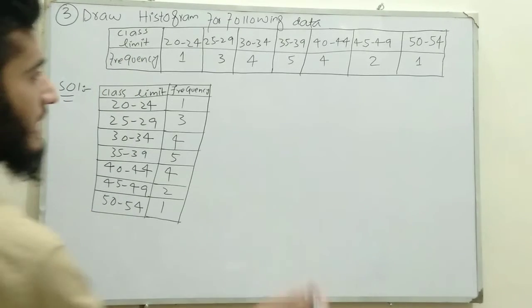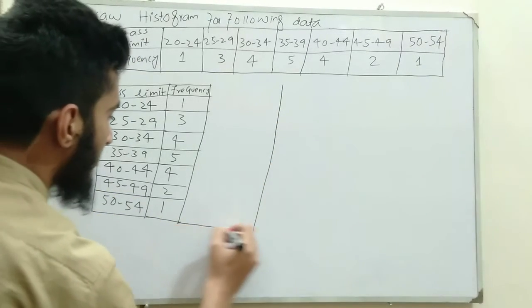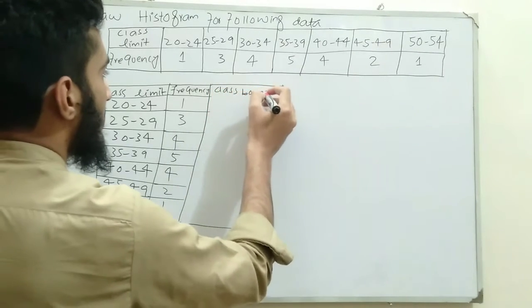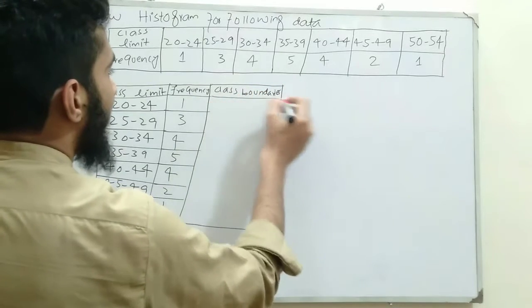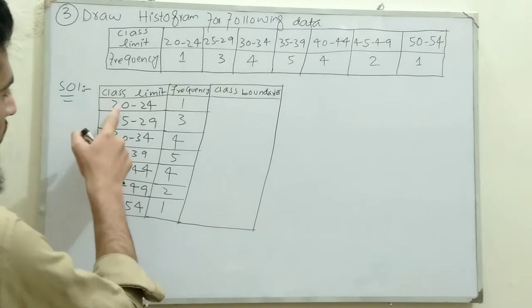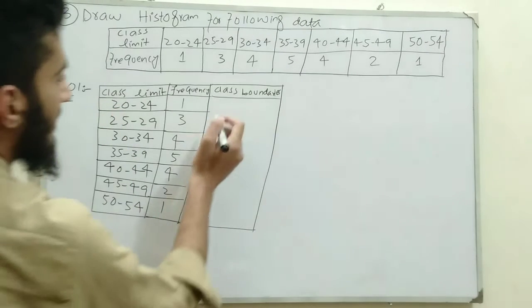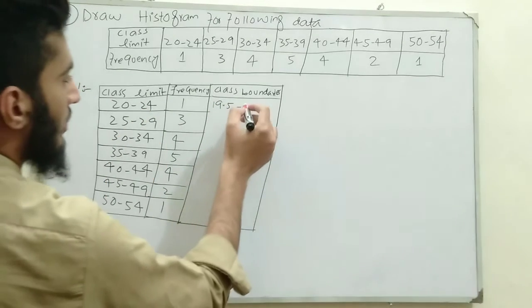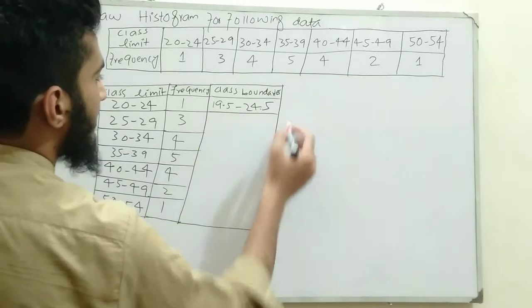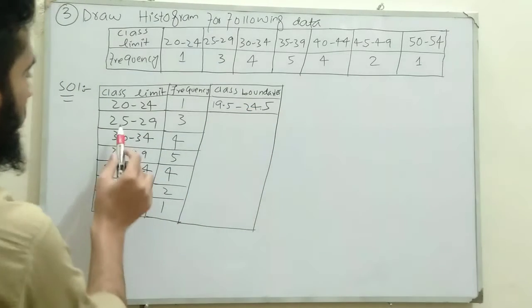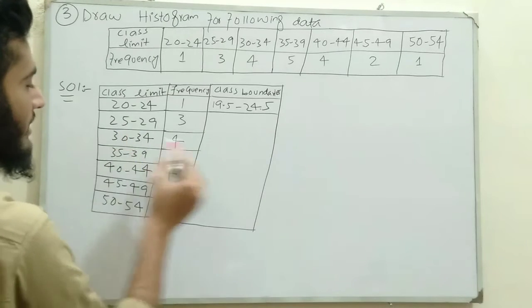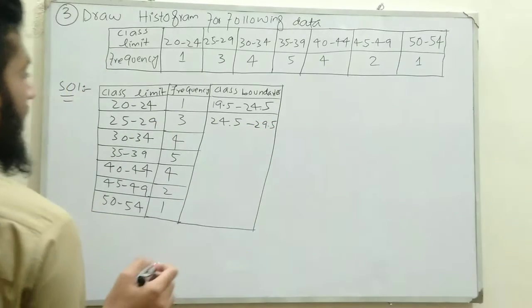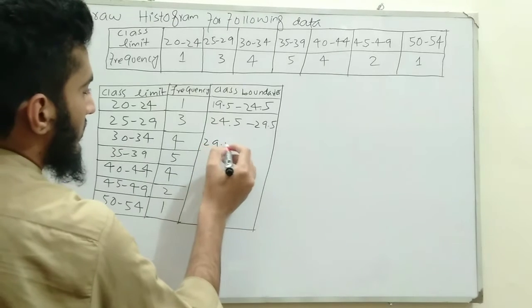Now after this I am going to find the class boundaries. In class boundaries, we subtract 0.5 from the lower limit and add 0.5 to the higher limit. So subtracting 0.5 from the lower limit 20, it becomes 19.5, and adding 0.5 to the higher limit 24, it becomes 24.5. Using the same logic for the class limit below, 25, subtract 0.5 from this lower limit, it becomes 24.5, and this becomes 29.5. Then it becomes 29.5, and it will become 34.5.